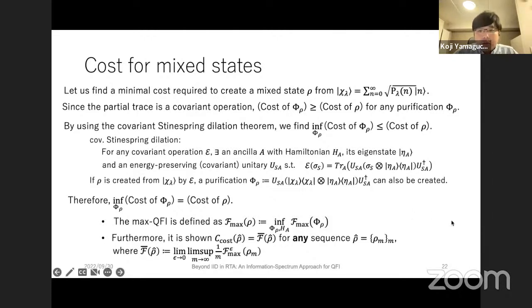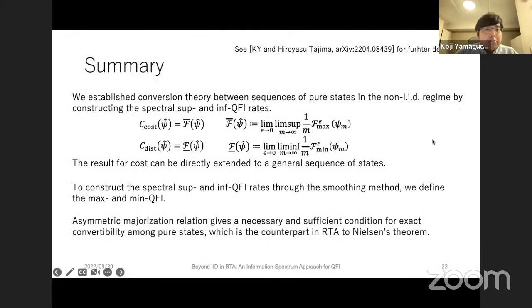Okay, so here's a summary of my talk. We have established a conversion theory in the non-ideal regime in the resource theory of asymmetry for pure states by using the spectral sup and inf quantum efficient information rates. And as I have mentioned, the result for cost can be directly extended to a general sequence of states.